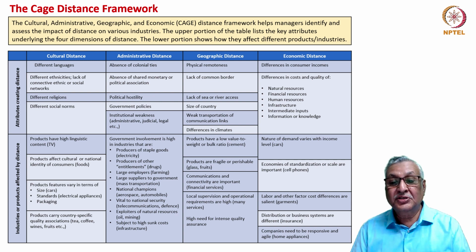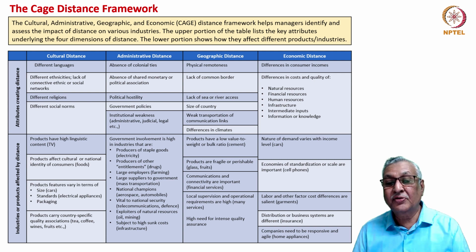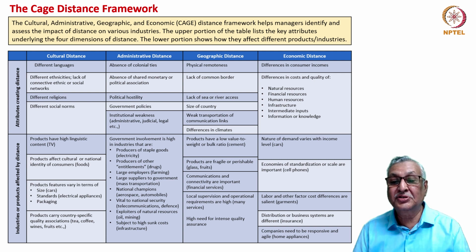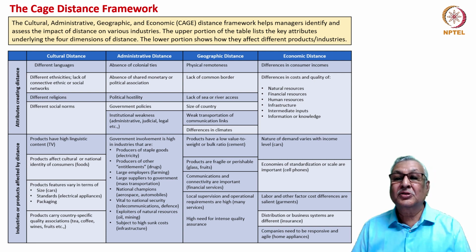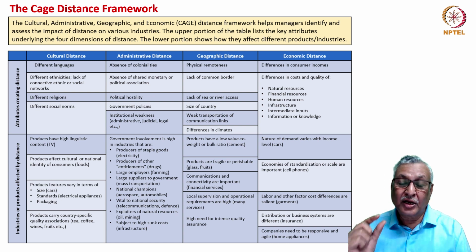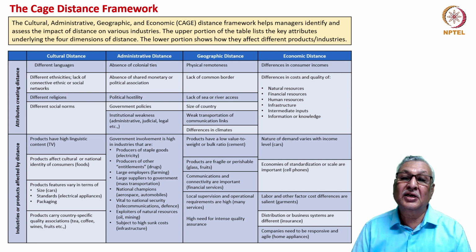The geographic distance is impacted by the following types of industries. Products that have a low value to weight bulk ratio, that is cement, it becomes unproductive to export cement over thousands of miles. Similarly, it becomes unproductive and uneconomic to export vials containing liquid injectables across miles of geographical distance. Therefore, products which have low value to weight or bulk ratio are not ideal to be internationalized. Geographic distance plays a part there.